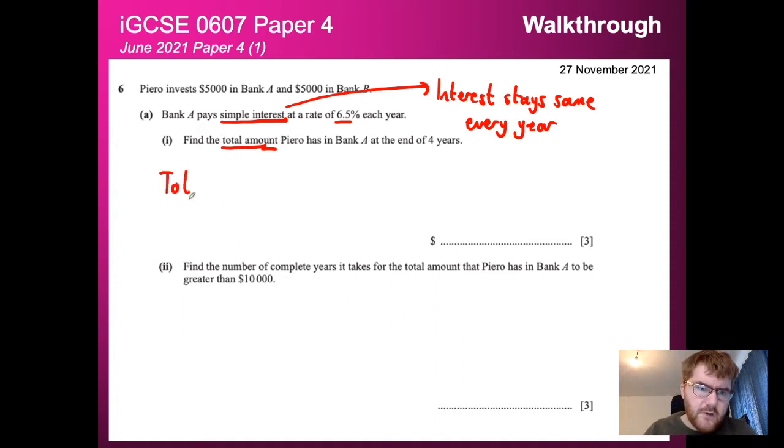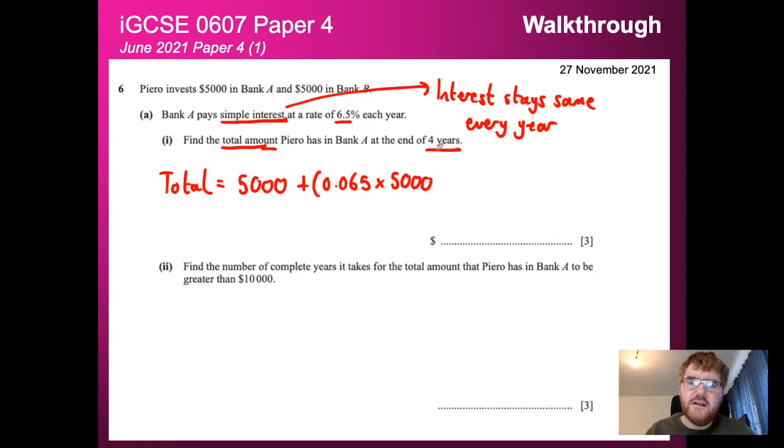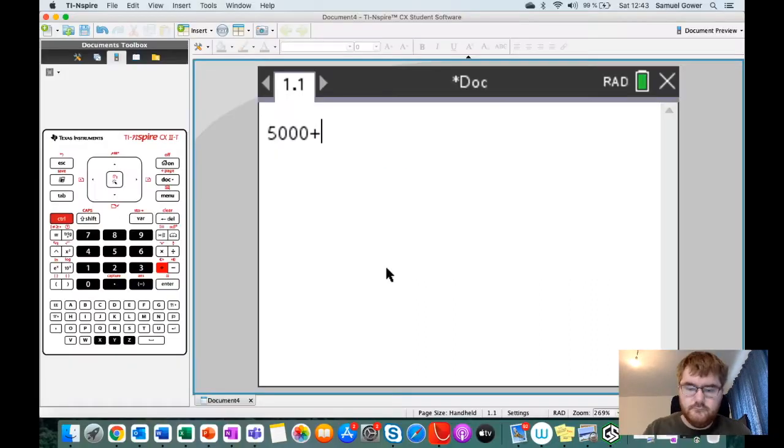So our total will be 5,000. So we start with the $5,000, and then we need to work out 6.5% of 5,000. So that's going to be 0.065. Remember, to go from a percentage to a decimal, we divide by 100, and then we're going to times that by the 5,000 here, and now we want this over 4 years, so then we multiply that by 4. So this calculation here gives us the interest, and then this calculation, adding this to the 5,000, gives us the total amount. So let's go over to my GDC and work this out.